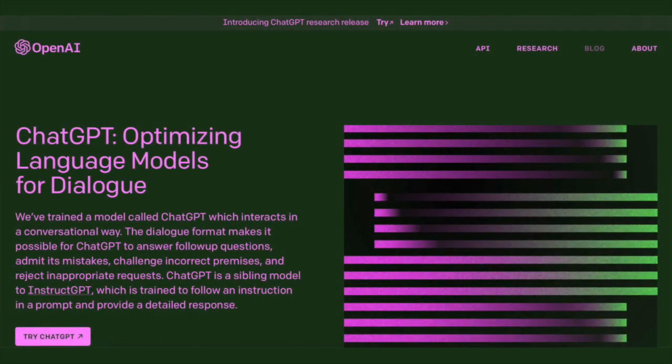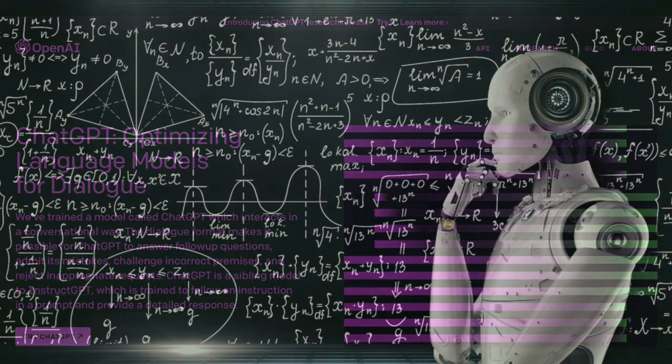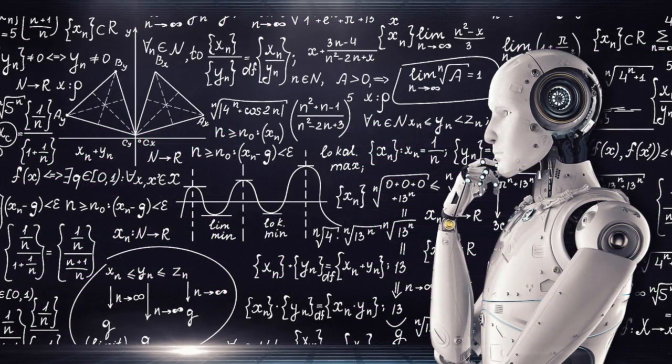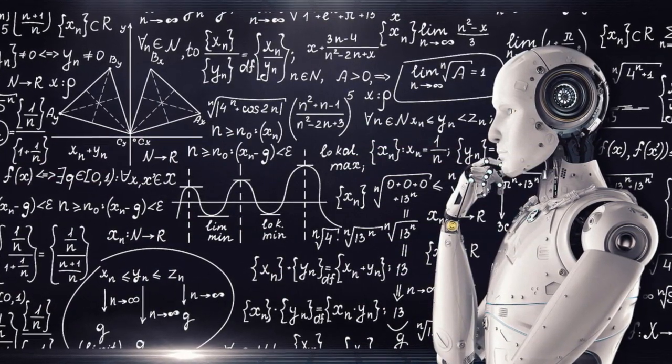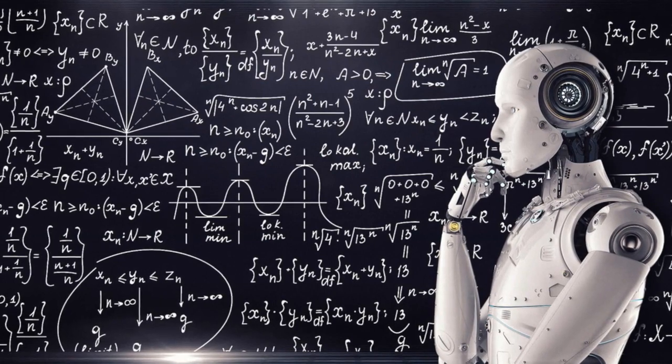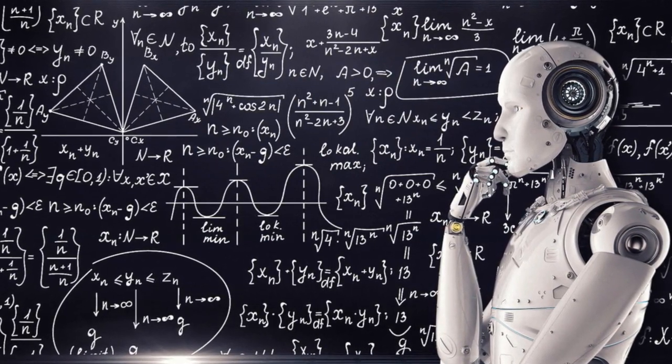ChatGPT is a large language model developed by OpenAI, a leading artificial intelligence research laboratory. The model was trained on a massive body of text data obtained from the internet, allowing it to generate human-like text based on a prompt provided to it. One of the key features of ChatGPT is its ability to generate text in a wide range of styles, from formal and academic to casual and conversational.